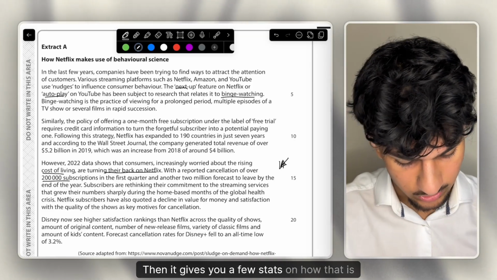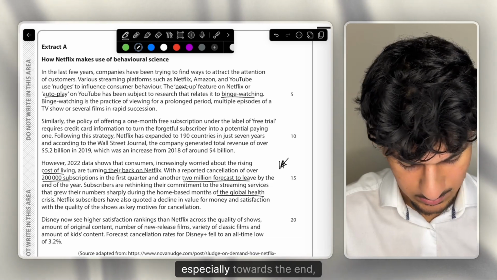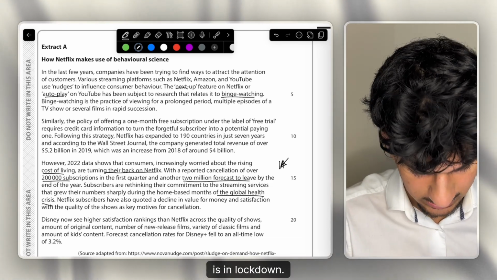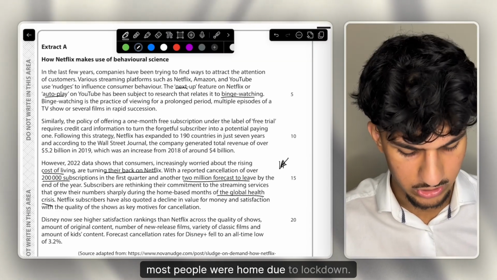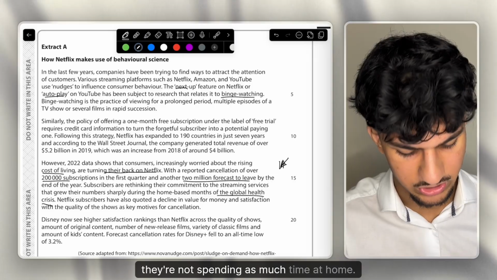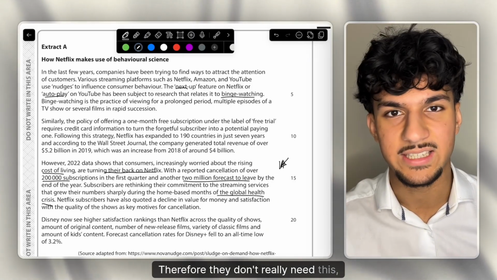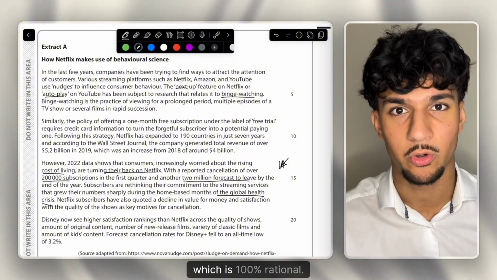Then it gives you a few stats on how that is happening, another 2 million forecast. Yep, so basically what it's saying here, especially towards the end, is in lockdown, so 2022, 2021, most people were home due to lockdown. But now, since people are going back to work, they're not spending as much time at home, therefore they don't really need this Netflix subscription, since they're not using it as much, which is 100% rational.